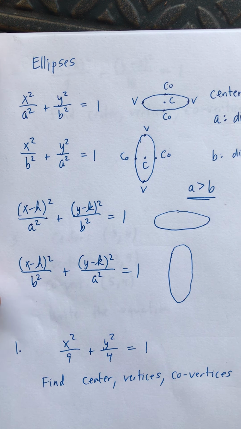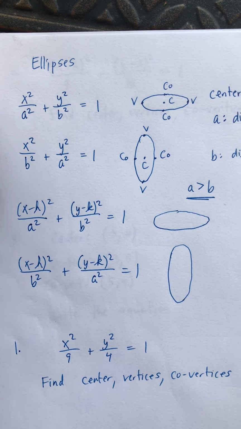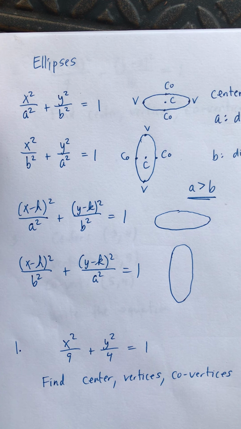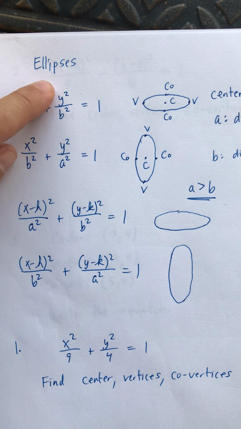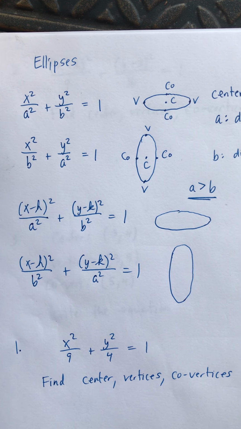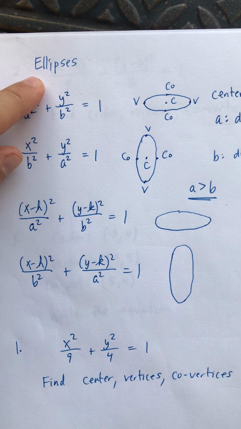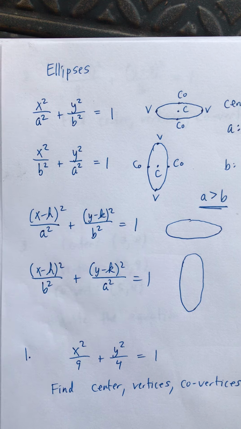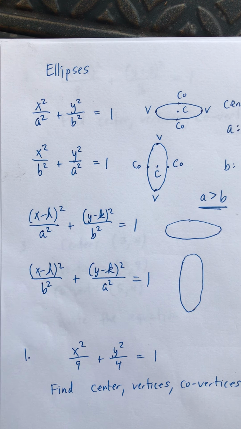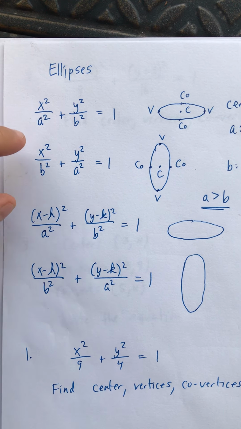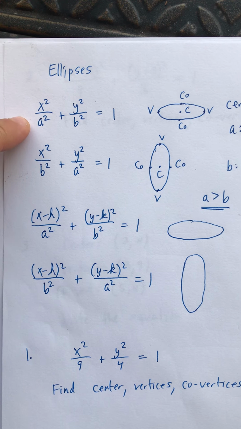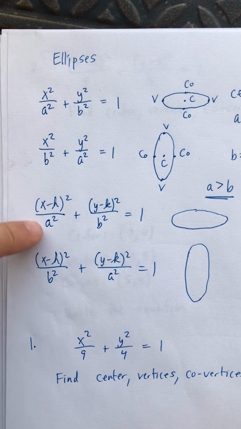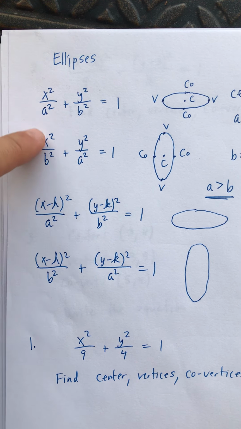But anyway, our next topic is going to be the conic sections. The conic sections are three shapes: ellipses, hyperbolas, and parabolas. Today we're going to focus just on the ellipses. Just like lines, parabolas, and circles have equations, ellipses also have equations. These are four different ways an ellipse can be written.